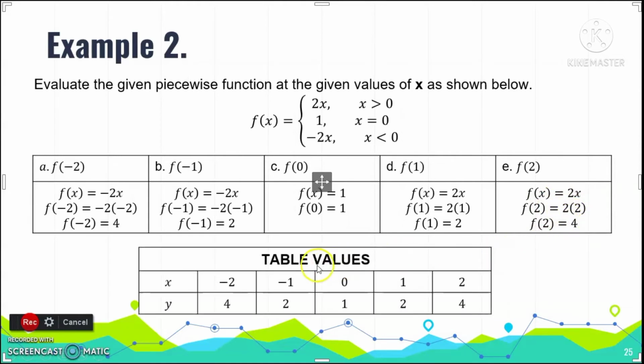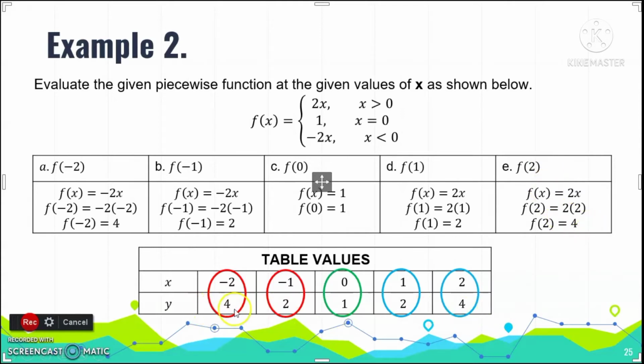We have here the table values for x and y. If our x is -2, then therefore our y is 4. We have here -2 and 4. If our x is -1, therefore our y is 2. If our x is 0, therefore our y is 1. And if our x is 1, therefore our y is 2. If our x is 2, therefore our y is 4.